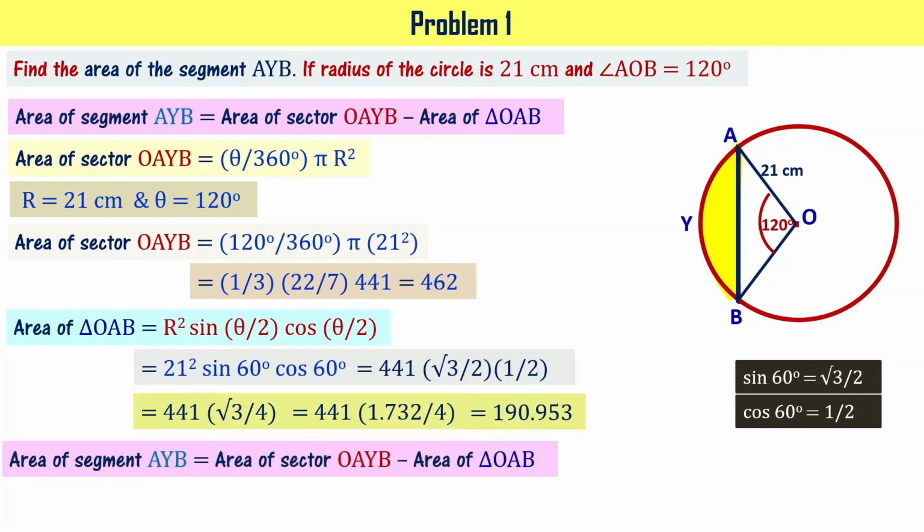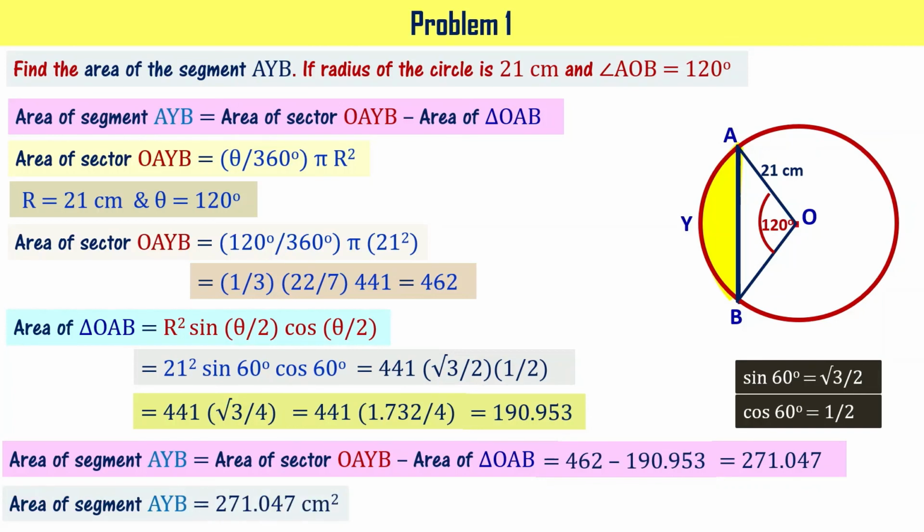Let's go back to the area of segment formula. Area of segment equal to area of sector minus area of triangle OAB, right? Let's substitute the values obtained for area of sector, that is equal to 462, and area of triangle, that is equal to 190.953 into this formula, such that you get the answer as 271.047, right? Let's now write area of segment AYB equal to 271.047 centimeter square as the answer to the given problem.